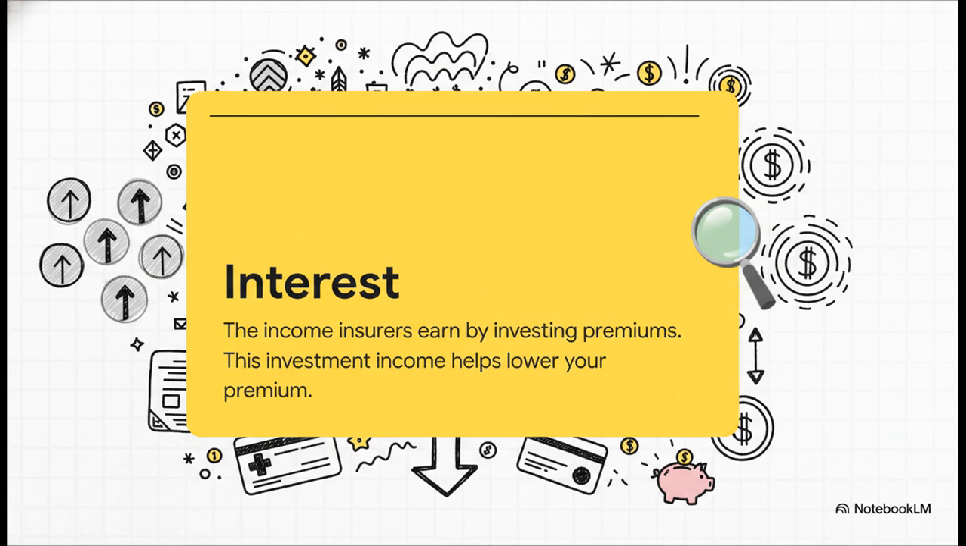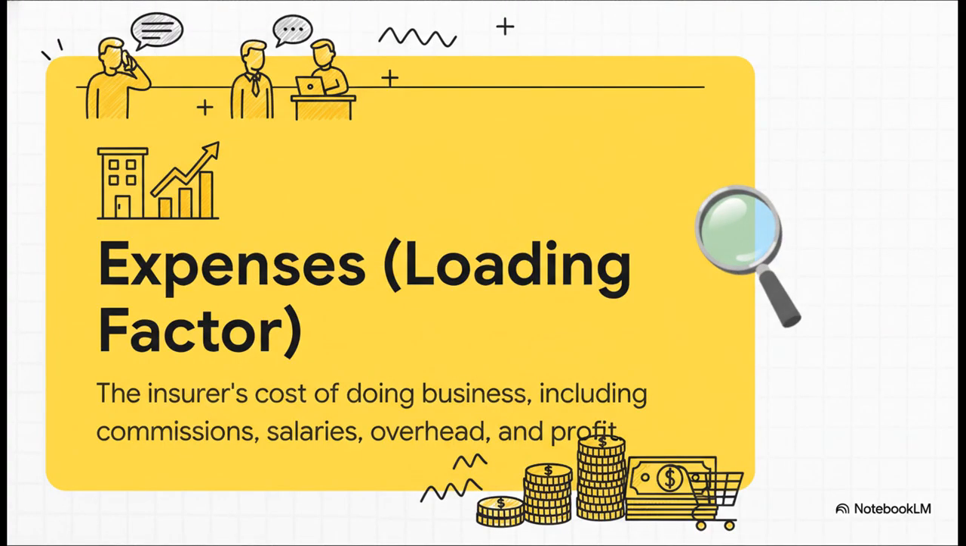Now, for a part you probably didn't expect, a factor that actually lowers your premium. Insurers don't just let your payments sit in a bank account. They invest them. And the interest they earn from those investments gets subtracted from the overall cost. So when your insurer has a good year on the stock market, it can actually help keep your premium down. And finally, just like any other business, they've got to cover their costs. This is sometimes called the loading factor, and it gets added back into the calculation. It's everything from employee salaries and office rent to advertising and, of course, their profit margin.